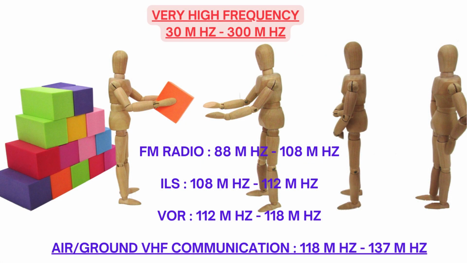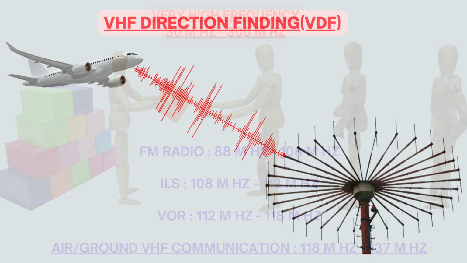A good to know information is that the FM radio band is from 88 to 108 MHz. Instrument landing system, ILS, band is from 108 to 112 MHz. VHF omnidirectional ranging, that is VOR, range is 112 MHz to 118 MHz, and air to ground radio communication frequency is 118 MHz to 137 MHz.